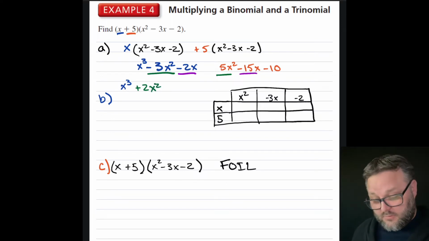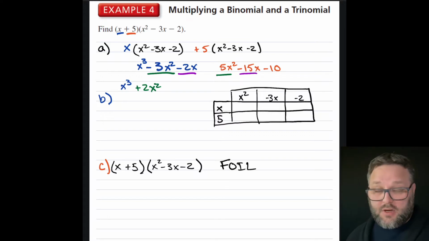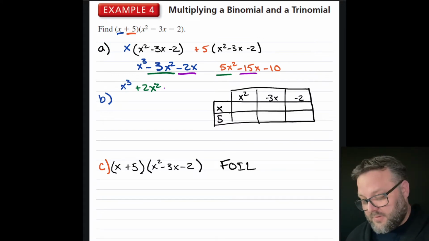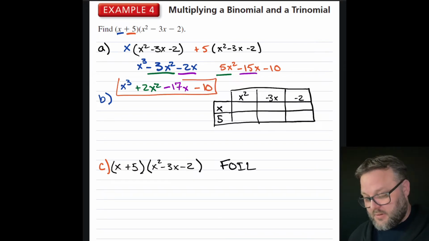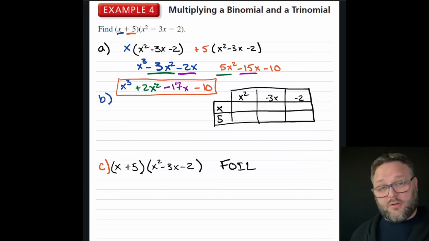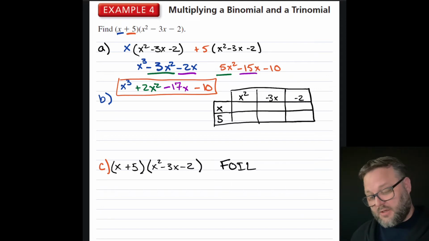So now, looking at the x terms, I have minus 2x minus 15x. That gives me negative 17x. And then a reminder that 10 was on its own. So here is my answer to multiplying a binomial and a trinomial. Let's check it with the table as quickly as possible.